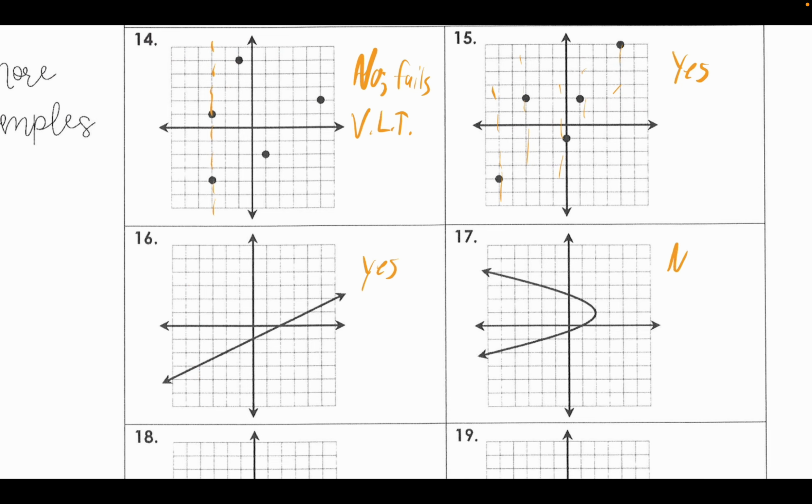17 is not a function. And the reason why is, even though once again it passes here, it fails other places where it hits more than 1 point on the graph, like here and here, for example, this vertical line. And so this fails the vertical line test, or you have x values repeating, however you want to word this. But I really like the fails VLT here.